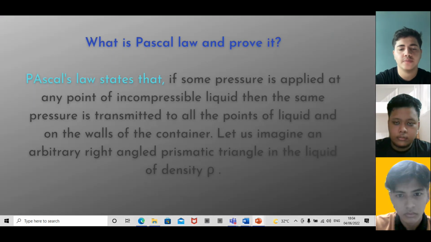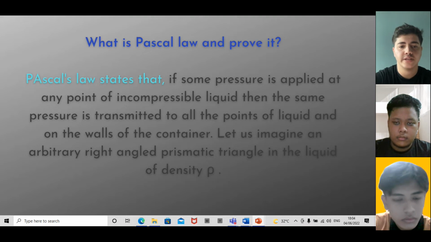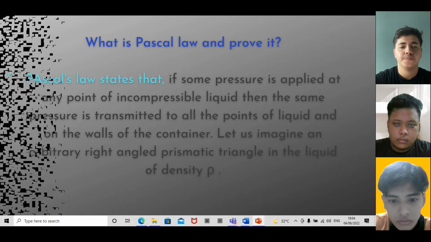So, what's Pascal's law and prove it? Pascal's law states that if some pressure is applied at any point of incompressible liquid, then the same pressure is transmitted to all of the points in liquid and on the walls of the container. Let us imagine an arbitrary right-angled prismatic triangle in the liquid of density P.